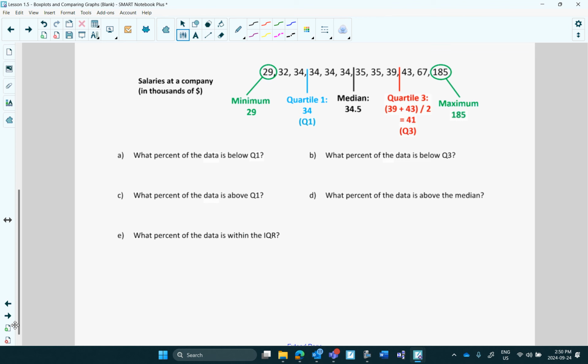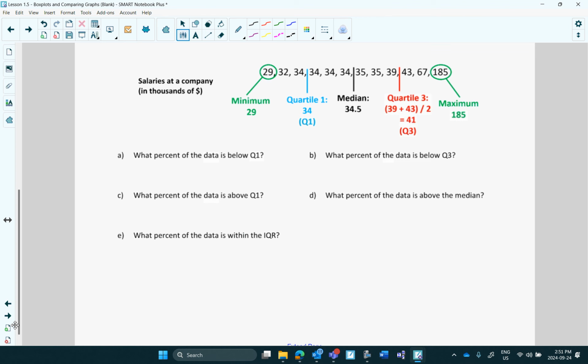Remember, the 5-number summary breaks a distribution of data into quarters. The median, 50% below, 50% above. Q1 is halfway between the minimum and the median, so that means 25% would be between the minimum and quartile 1, 25% would be between quartile 1 and the median, etc.